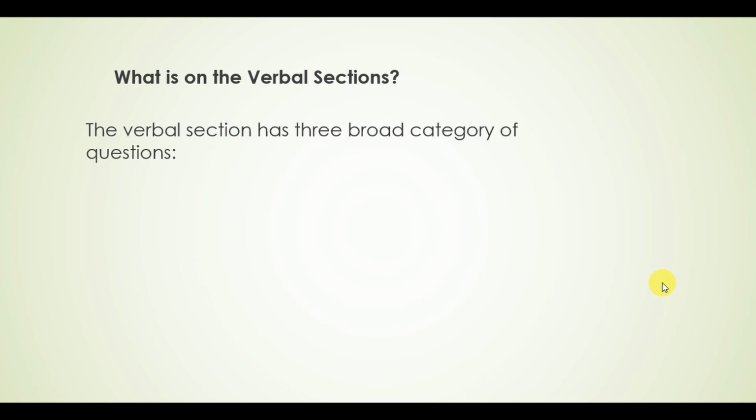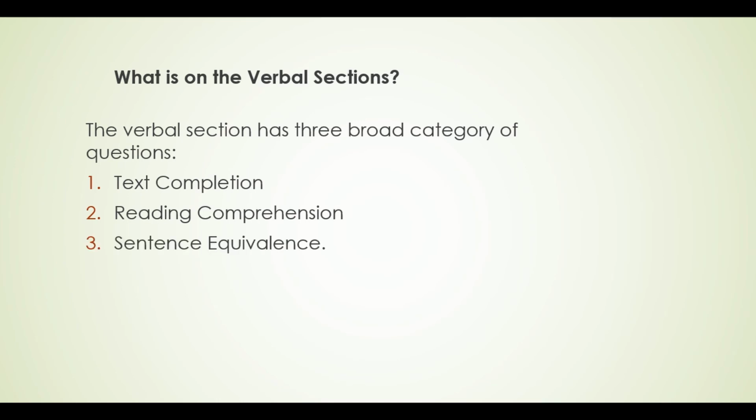So the verbal section has three broad question types. First question type is called text completion. Second question type is called reading comprehension. And finally, the third question type is called sentence equivalence.